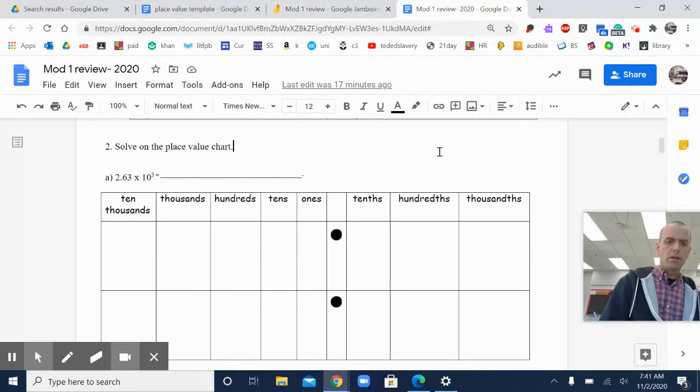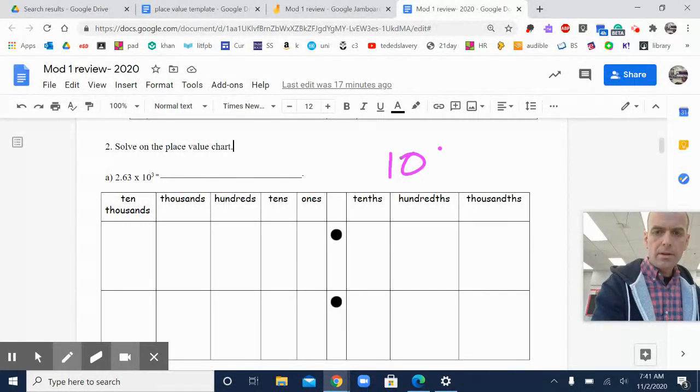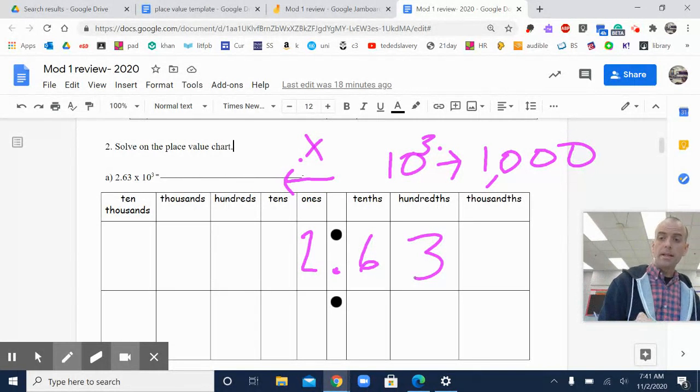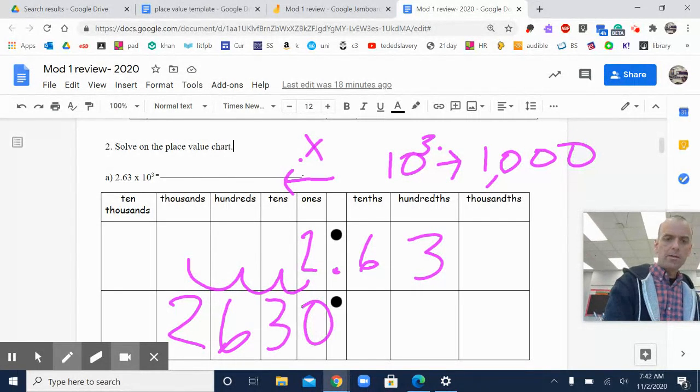Solve on the place value chart. 2.63 times 10 to the third. Okay, so the first thing we have to remember is that 10 to the third is 3 places of 10. It's 3 places. So that's the same as 1,000. And we know when we multiply, we get larger. So I put 2.63 here, and then I'm going to move 3 places larger. So 1, 2, 3. And then I place my number in. 263. And I get 2,630.